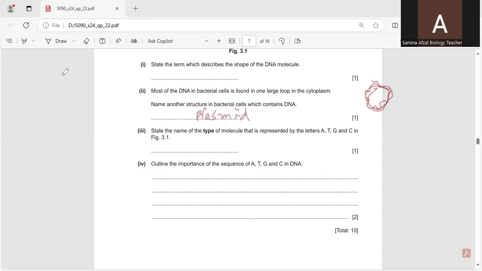State the name of the type of molecule that is represented by the letters A, adenine, T, thymine, G, guanine and C, cytosine in figure 3.1. All they are called nitrogen bases. And students, you know, these are the four nitrogen bases which are present in the nucleotides. Any one of them will be present in one nucleotide.